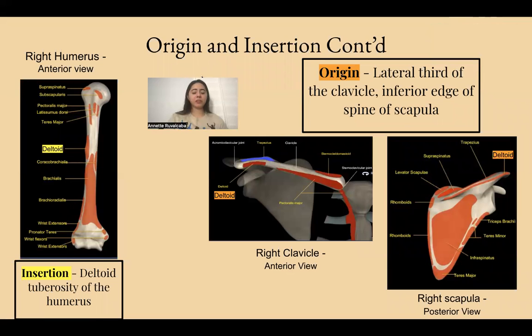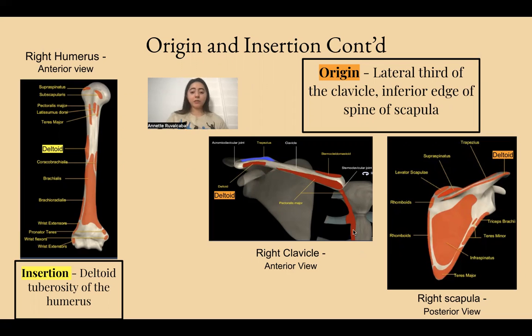Continuing on to the origin and the insertion of deltoid, as I mentioned from the previous slide, the origin is located on the lateral third of the clavicle. And as you can see in this picture right here, this is the anterior view of the right clavicle. And as you can see, the origin is on the lateral third of the clavicle.